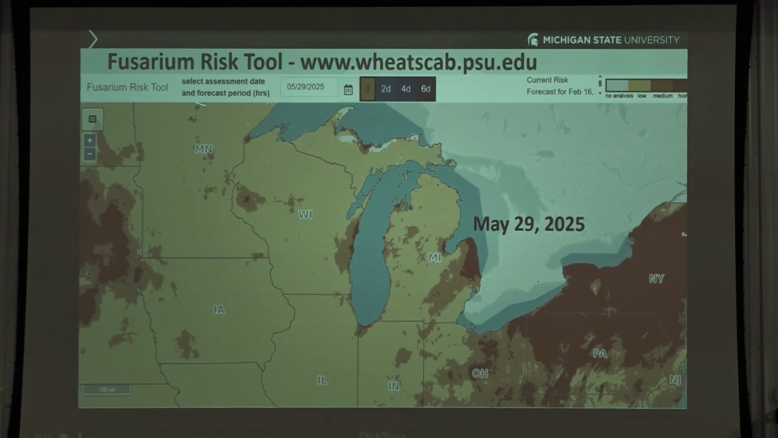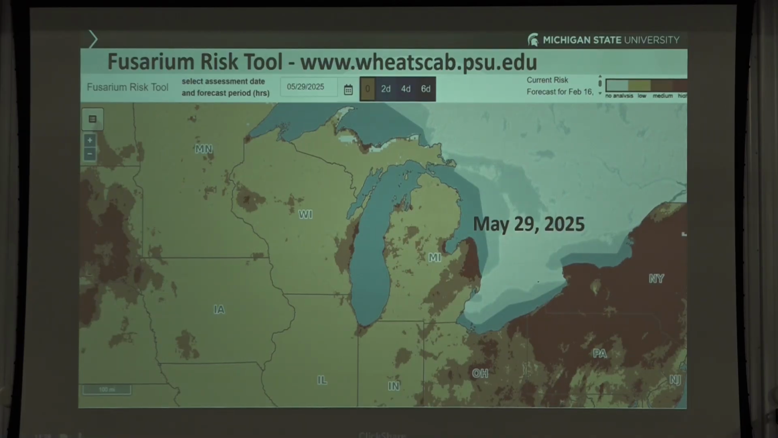We had this fusarium risk tool. Here's a snapshot from May 29th for 2025 showing some risk popping up just in that part of the thumb there. For the most part, we had pretty low risk for most of 2025 for head scab.